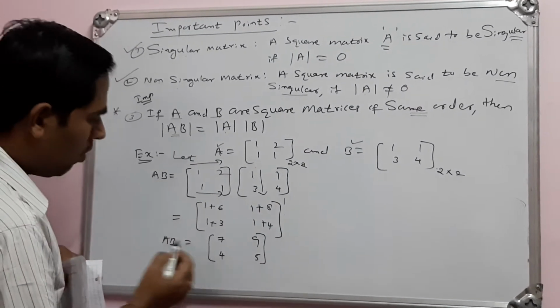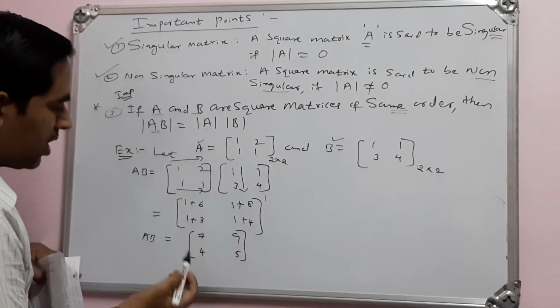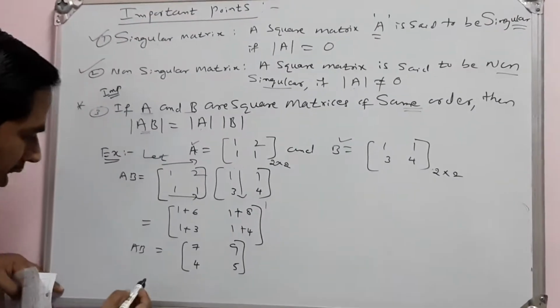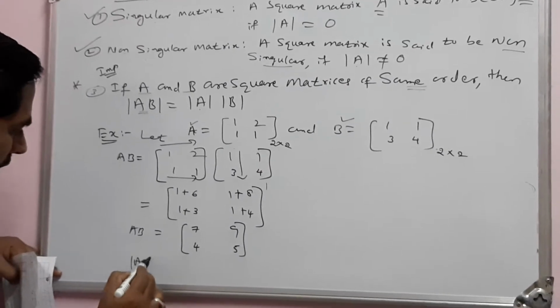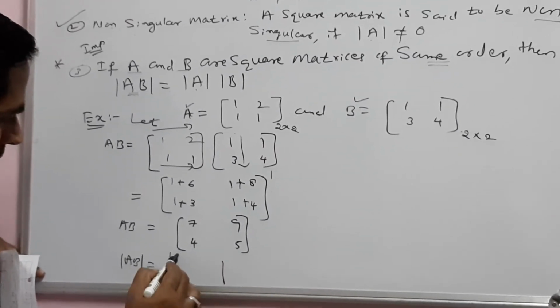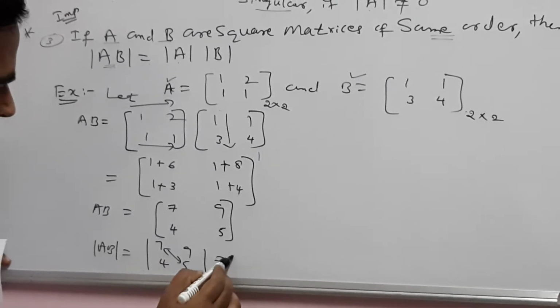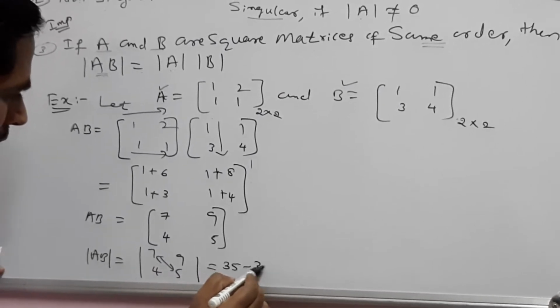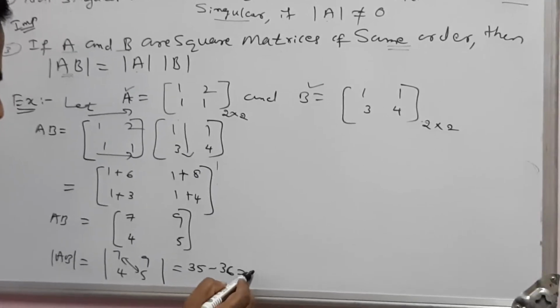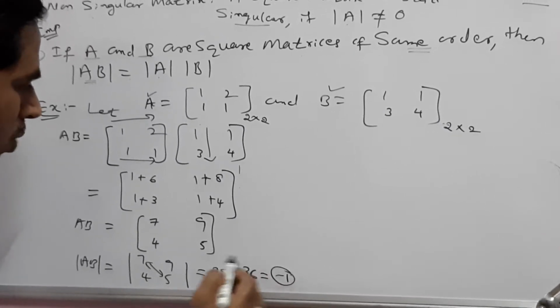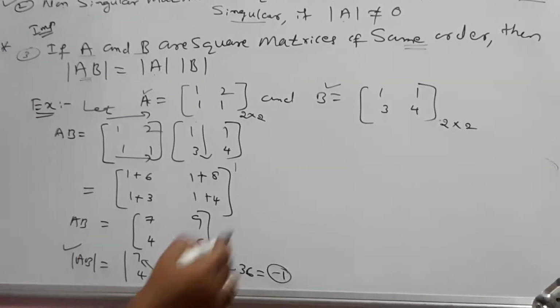Okay. So now I want the determinant. What is the determinant corresponding to the square matrix? So we know the determinant of AB. I can write this as determinant 4, 5. Then you take the product. 7 5 is 35 minus 4 9 is 36. So 35 minus 36, that will be what? Minus 1. So determinant of AB is minus 1.